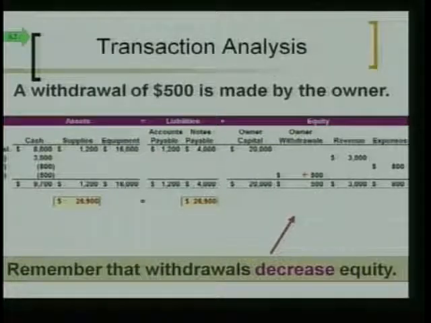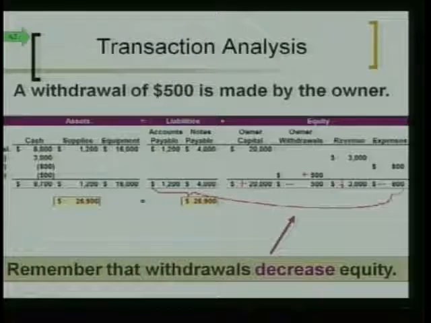However, when you figure total equity, you're going to subtract owner's withdrawals, you're going to subtract expenses, you're going to add revenues, and of course capital is going to be added. So if you take that 20,000 plus 3,000, that's 23 minus 500 minus 800. And then you have to add your liabilities. That's where they get that. So this number is all of these together. Okay? But if I wanted to figure out my total equity, I add owner's capital, I subtract withdrawals, I add revenue, I subtract expenses.